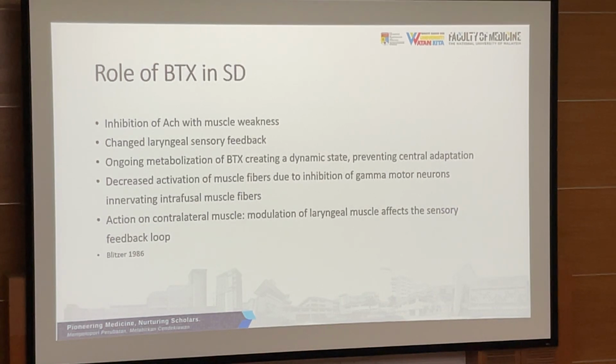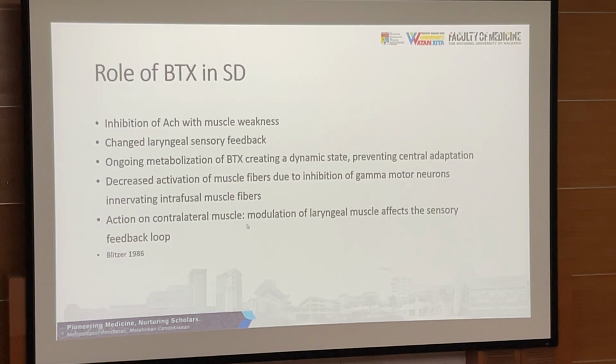So it will inhibit the acetylcholine, causing a bit of muscle weakness. This gives rise to the side effects. There are changes in the laryngeal sensory feedback, and the ongoing metabolism of the botulinum toxin creates a dynamic state. Therefore, there is less central adaptation. So although the main pathology is central, you still have improvement in the symptoms due to the ongoing metabolism of the botulinum toxin. There will also be decreased activation of the muscle fibers due to inhibition of the gamma motor neurons that we talked about earlier, and the action on the contralateral muscle.